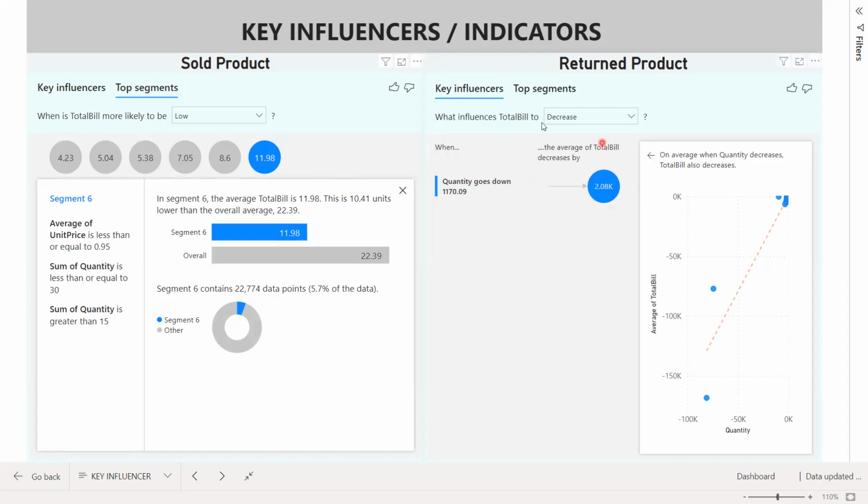Further, we want to see what is impacting the return of products. Our aim is to avoid returns and decrease them. We tried to see that if the quantity of the returned items is more than 1170, then it impacts the bill size of 2.01. Means at this quantity, the bill will be 2.08, 2000 units. In these cases, if the quantity is more than 1170, then the chances of returns are high.